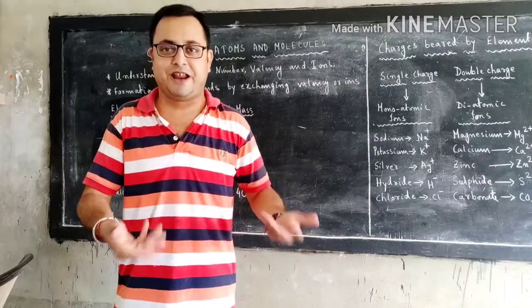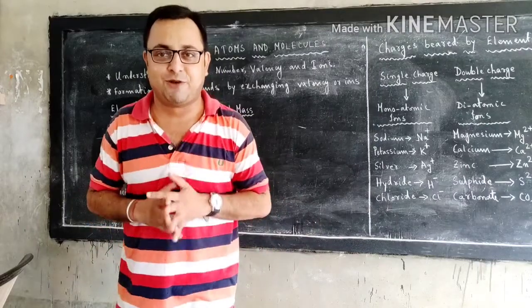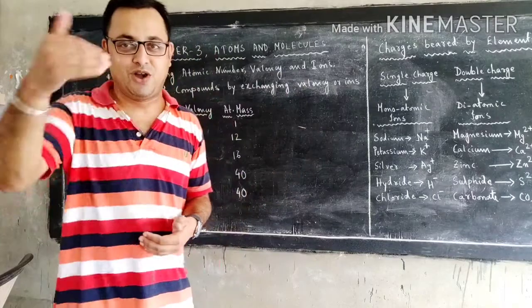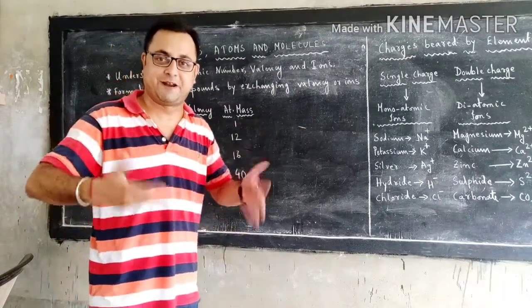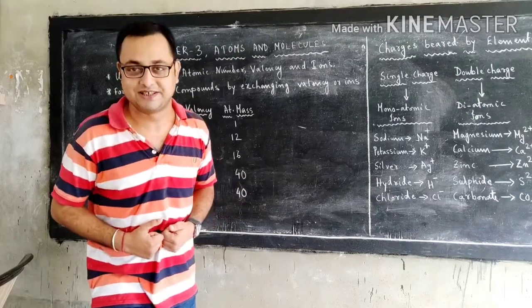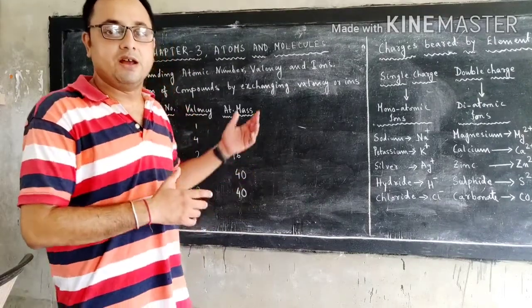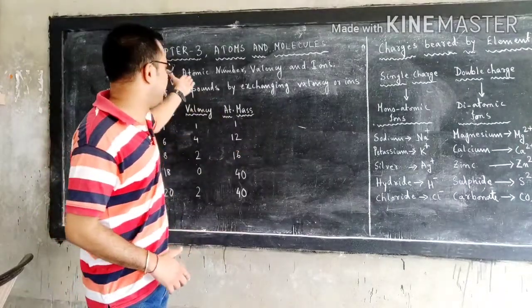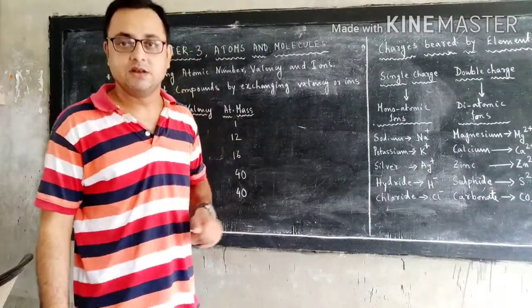Until now in this chapter you were aware that atom is the smallest unit of matter and that's all. But we need to understand more. I told you at the very beginning this is a very interesting chapter. If we go on finding more and more, we will get much more interest about this. So today, as I told you, we shall be discussing the atomic number, valency and ions.